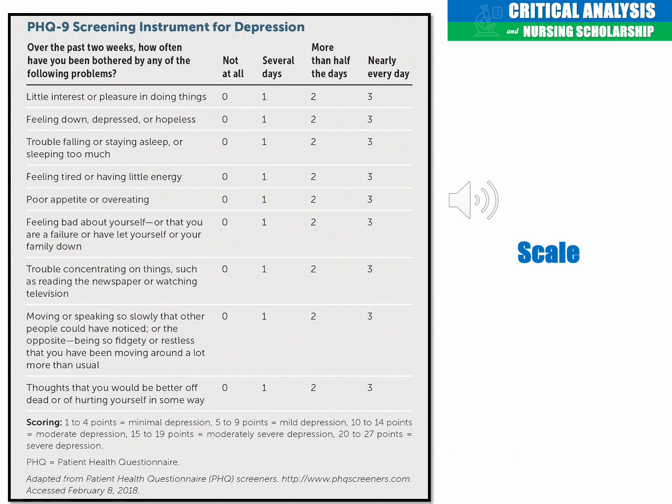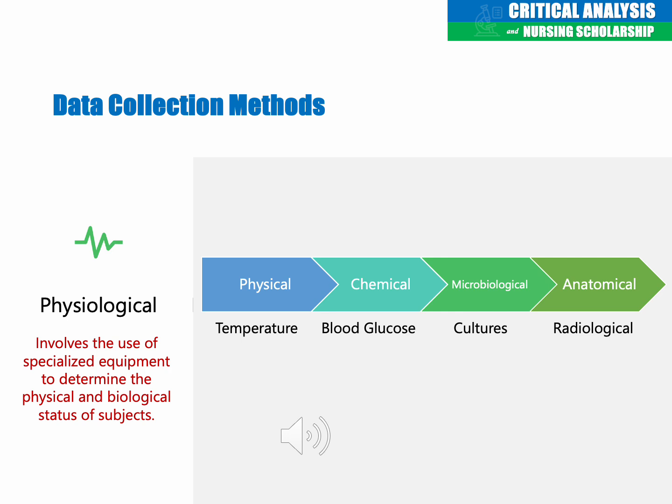While in this screen, you will see an example of a questionnaire in the form of a Likert scale. This is a standardized questionnaire used to screen depression. Now, in addition to observation and self-report as data collection methods, there's also another method of collecting data in quantitative research. We call it physiological methods. It involves the use of specialized equipment to determine the physical and biological status of subjects.